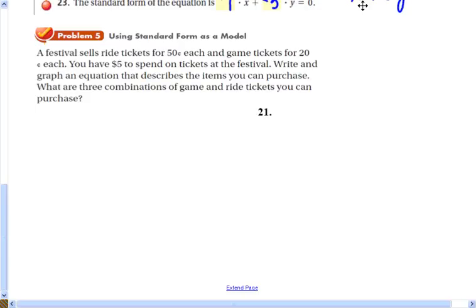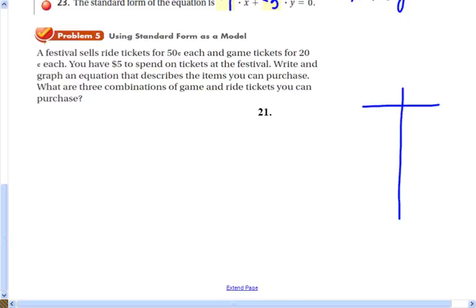Festival sells ride tickets for 50 cents each and game tickets for 20 cents each. You have $5 to spend on tickets at the festival. Write and graph an equation that describes the items you can purchase. What are 3 combinations of game and ride tickets you can purchase?